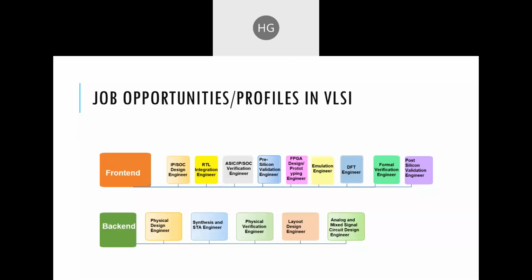Then we have the IP and SOC verification engineers, the pre-silicon validation engineer, and the FPGA design engineer. After design verification and synthesis, the FPGA board comes into the picture. We are doing all the verification on this FPGA, testing this board. Then we have the emulation engineer.